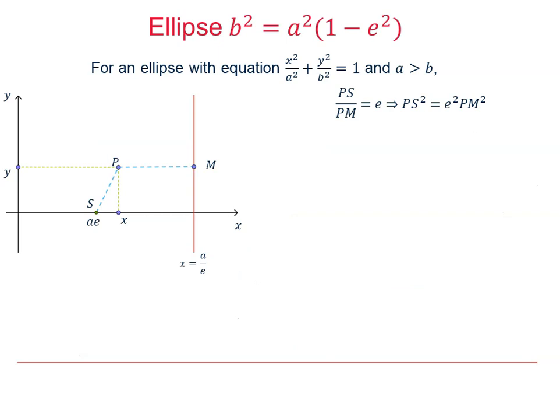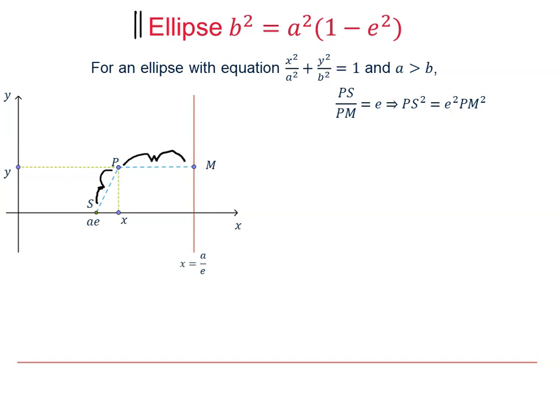However, from it we can develop one interesting and important equation, which is that b squared is equal to a squared (1 minus e squared). It's quite a straightforward, although lengthy, proof to do this. It simply involves using Pythagoras' theorem to work out the length of PS, or PS squared, and then equating that to e multiplied by PM squared.